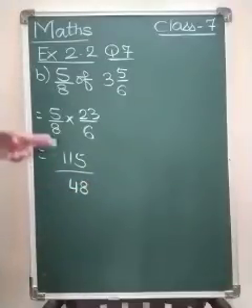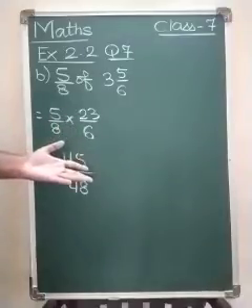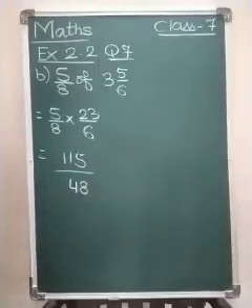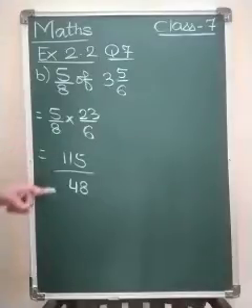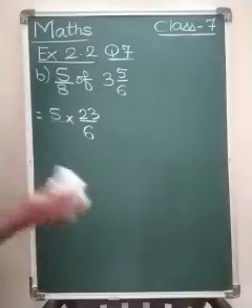Now this is for your homework. Convert 115 upon 48 into a mixed number and then write down the answer, plus solve the second sum also, that is find 5 upon 8 of 9 2 upon 3. Understood? So please convert this into a mixed number. It is an improper fraction. Okay, now we move towards the 8th sum.